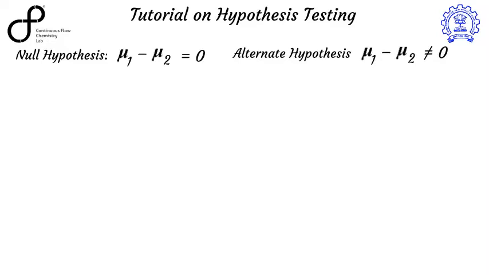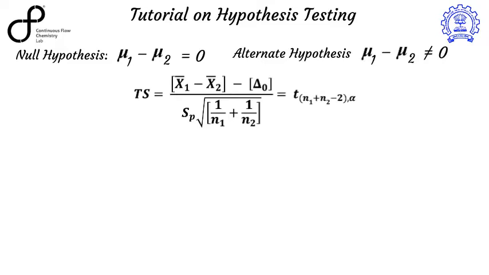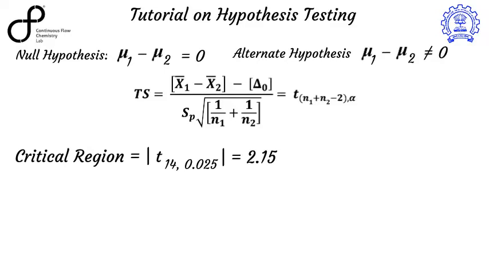Since the population standard deviation is not known, the test statistic will be based on the t-distribution and is shown here. Here, the expected value of the difference in population means is 0. The significance level is 0.05. Therefore, the critical region will be the absolute value of t, for a significance level of 0.025 and degrees of freedom of 14. This value comes out to be 2.15.